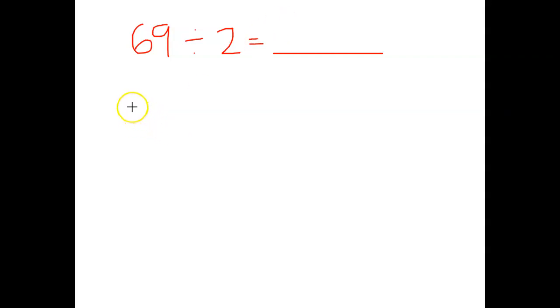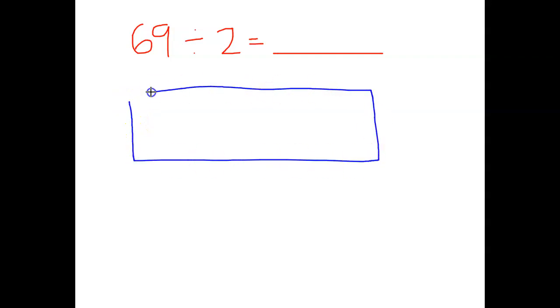Alright, so hopefully you were successful in this. Your rectangle, you're going to draw it out. The area of 69, which is your dividend, goes on the inside, your divisor on the outside. The 2 represents the width here, the length I don't know. The length is going to be the quotient, and I'm going to use my partial quotients to add together to get my final quotient.